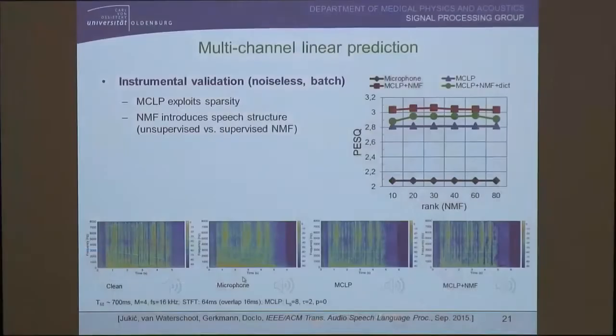Just to see what this approach can do in terms of dereverberation, I'll play the clean signal, then the microphone signal, with a reverberation time of 700 milliseconds, 4 microphones, typical STFT parameters, and then the output signal.